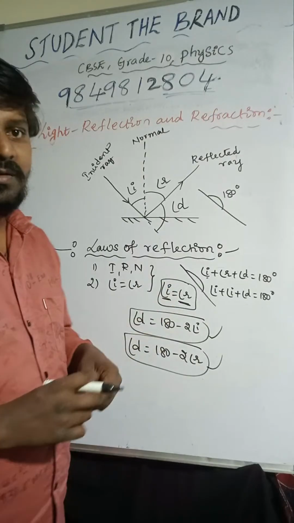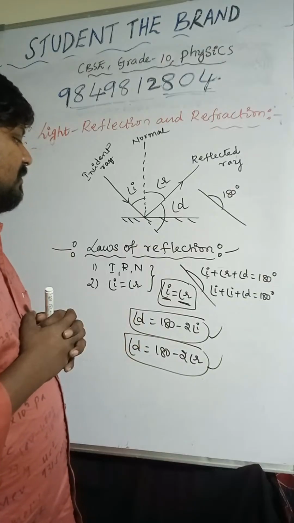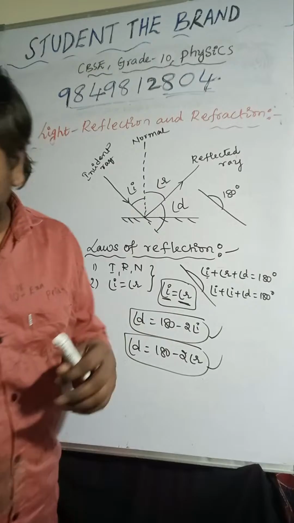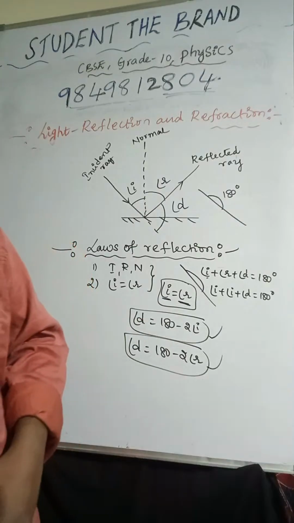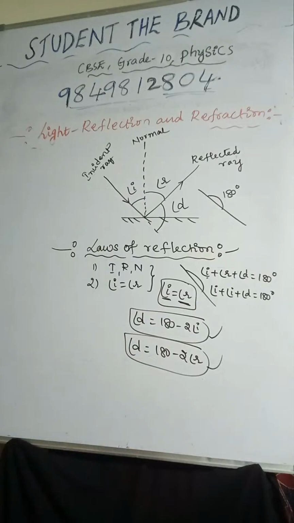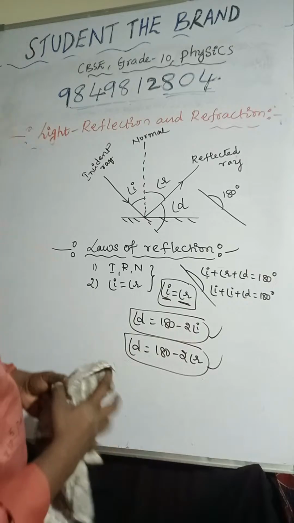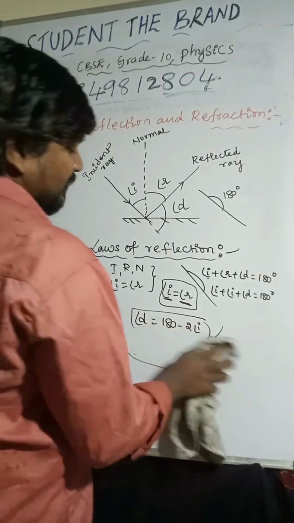Next, we'll discuss regular reflection and irregular reflection. Regular reflection takes place on a smooth surface, whereas irregular reflection takes place on a rough surface.